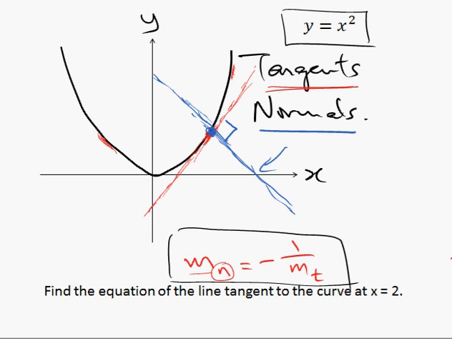Now imagine that I already have my gradient of tangent. Let's say my gradient of tangent is 3. What is my gradient of my normal? So according to this formula, I look something like this.